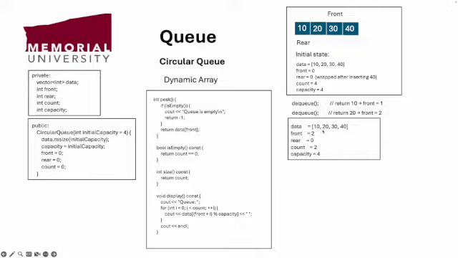So finally, we got here. We have data equal to 10, 20, 30, 40. We still have it, but the front is at 2, rear is at 0, count is 2, capacity is 4. The display is 30 and 40, just displaying these 2 elements.